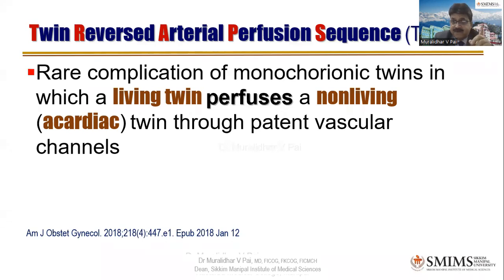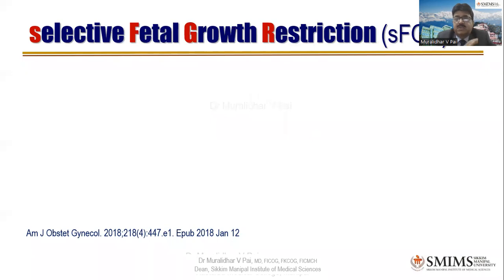Reverse TTTS is different. There, both the babies are normal in a way to start with. Because of the vascular channels, unbalanced blood flow between each of them, there will be oligo-polyhydramnios sequence and other complications. But when you say twin reversed arterial perfusion sequence TRAPS, it is different. Here, one baby is living, other baby is non-living, acardiac baby, but that will bleed into another. So actually, there the things are very clear. So we have to terminate them early. Probably the other baby anyway is not the live baby.